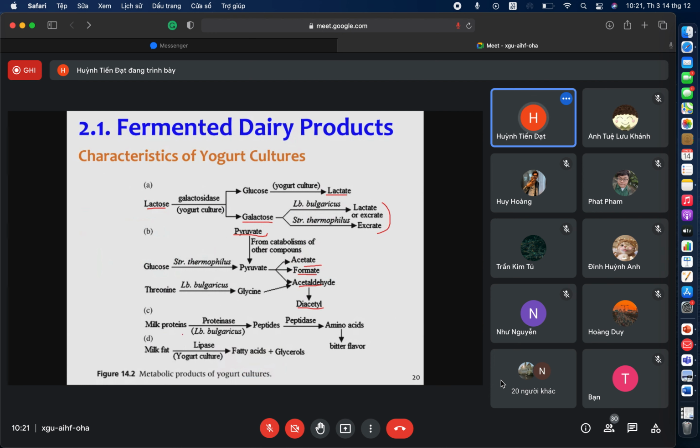Some milk protein is broken down and contributes to the aromatic elements, for example making peptides and generating amino acids. Some of them generate bitter flavor as well, so be careful. The milk fats are acted on by the lipase generated by the yogurt culture to convert them into fatty acids and glycerol. During that, some fat-derived compounds also contribute to the general flavor of the yogurt.